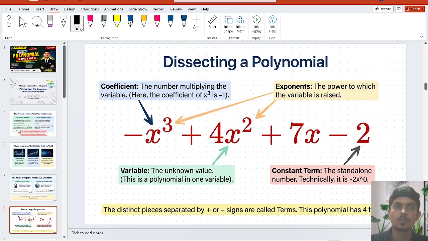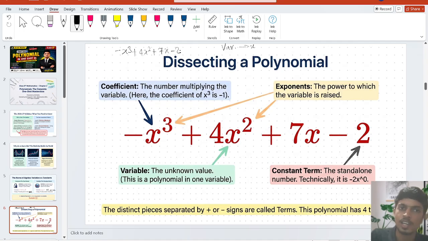Now dissecting a polynomial means looking at coefficients and exponents. The coefficient is the number multiplying the variable. Here, take minus x cube plus 4x square plus 7x minus 2. Here you see that the coefficient of x cube is equal to minus 1. The variable is x. The coefficient of x cube is minus 1, the coefficient of x square is 4, the coefficient of x is 7, and the constant term is minus 2.